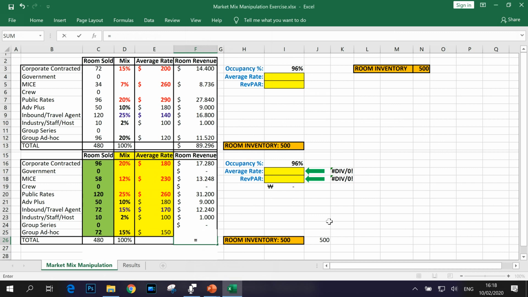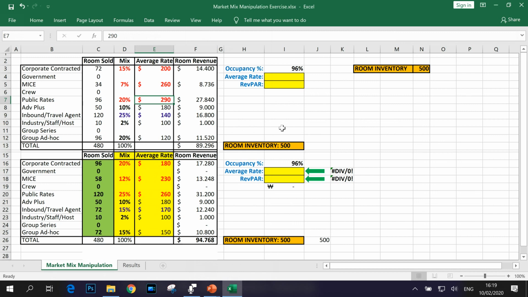Let's see what is the total room revenue we are generating. It will be 94,768. So comparing to the previous scenario, we can see that our room revenue is increasing without selling more rooms or without increasing our average rate for the major segment. So this is the beauty of market segmentation manipulation.